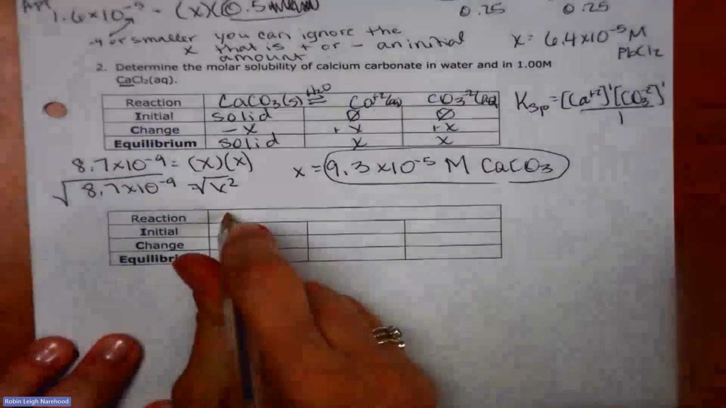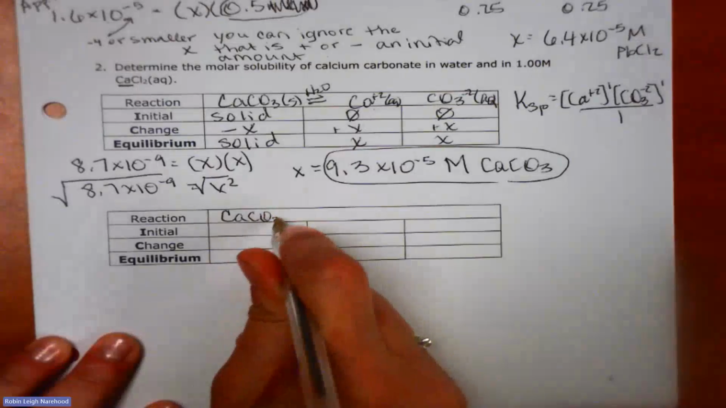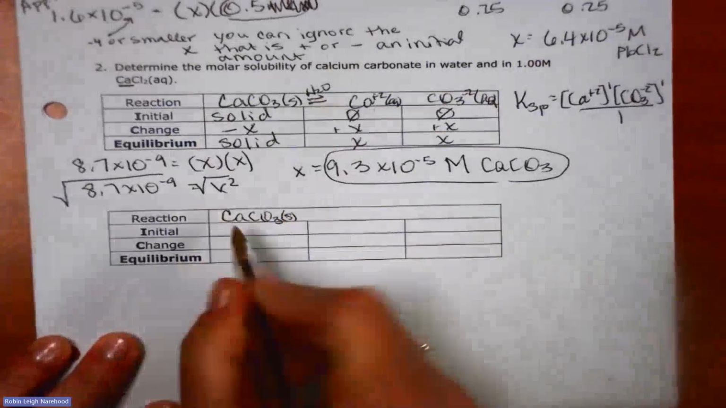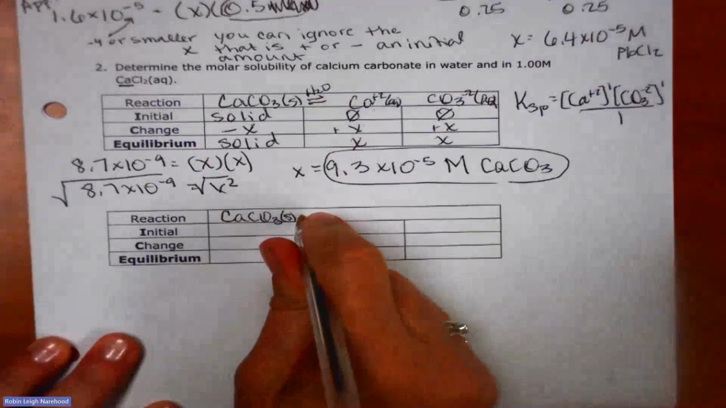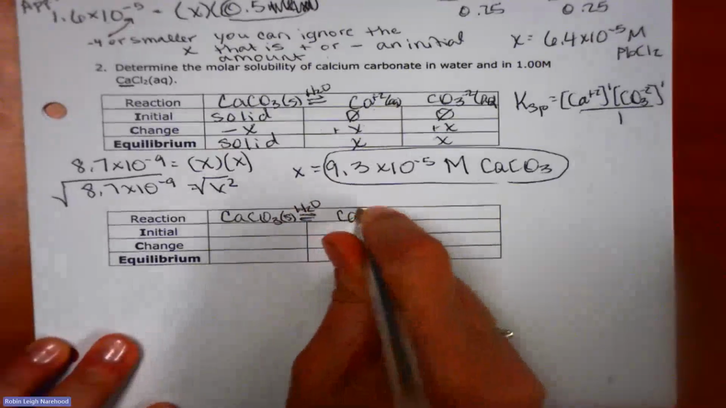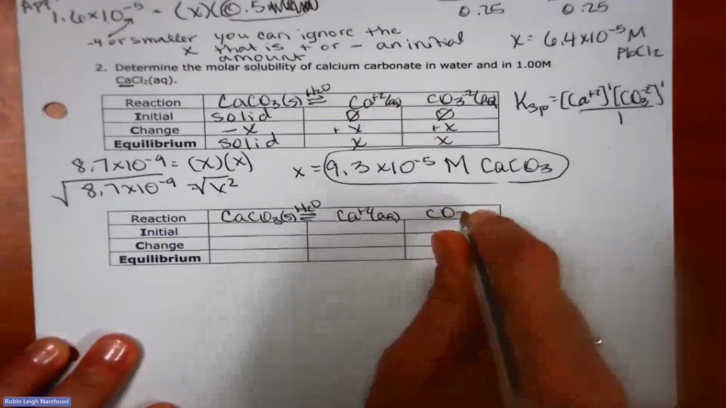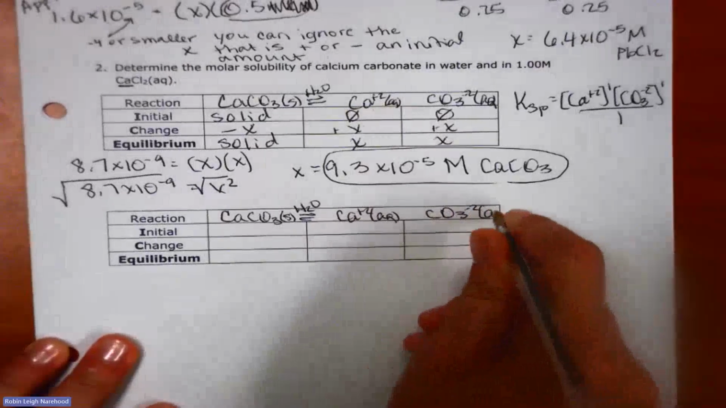So everything is going to look the same across the top because it's still calcium chloride turning into calcium, or calcium carbonate turning into calcium and carbonate. Okay.